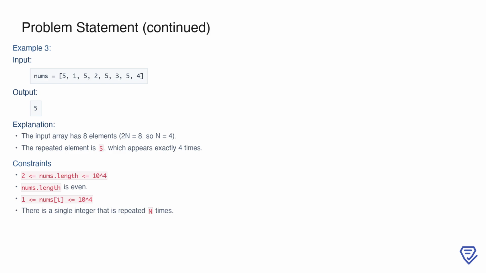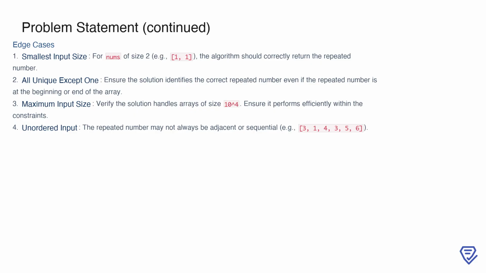Additionally, we have some constraints for the problem. The length of the array will always be even, in the range from 2 to 10,000. Each element in the array will be between 1 and 10,000. Importantly, there is always exactly one integer that is repeated n times, so you don't need to handle cases with multiple repeated elements.